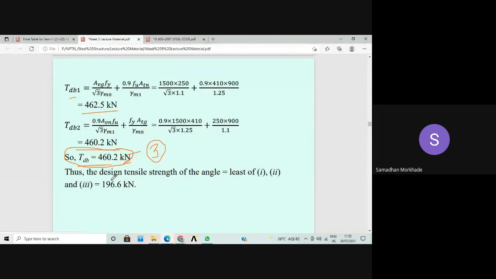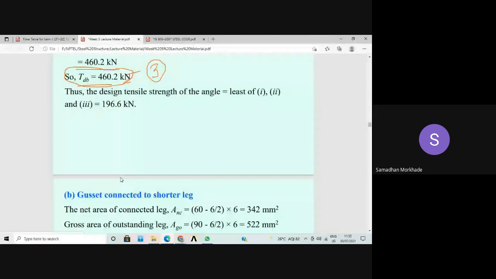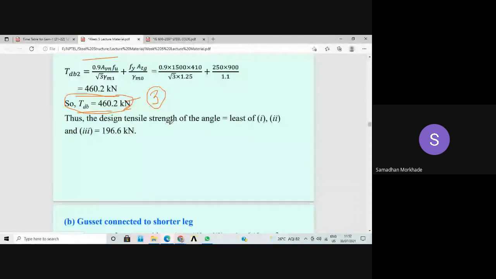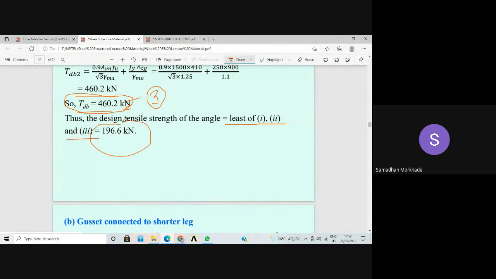Okay, so now the design tension. The design tensile strength is the minimum of 1, 2, 3. So the least is 196, and this is the failure criteria for this section. This is TD, design tension. And the load that comes on it, this TD must be more than T, the factored tension, for a safe design. This is the case when the longer leg is connected to the gusset plate, welded connections.